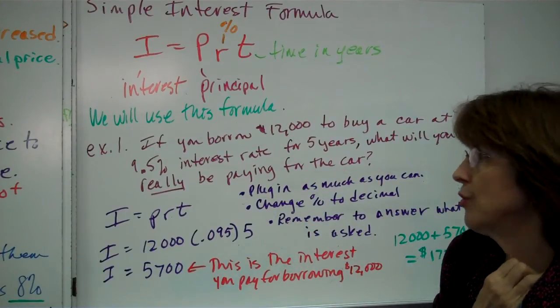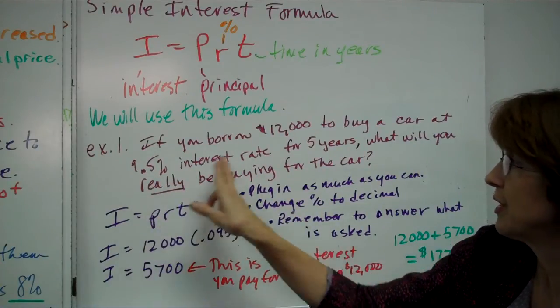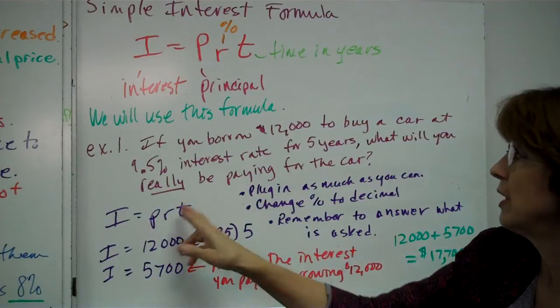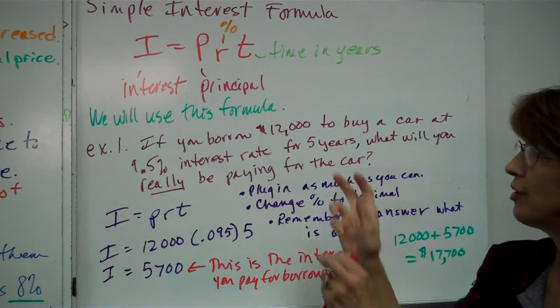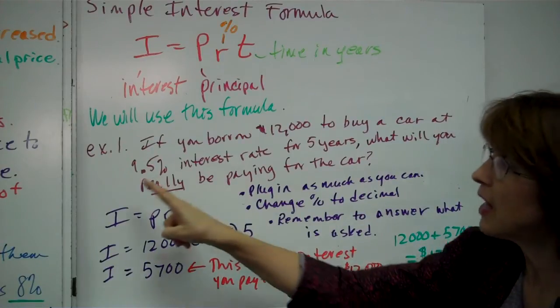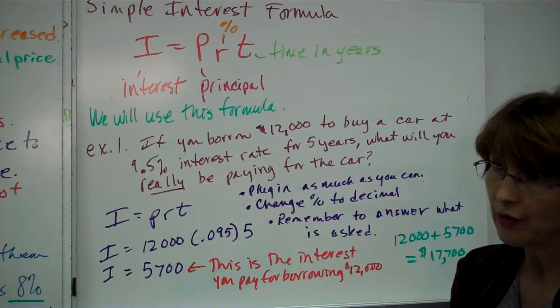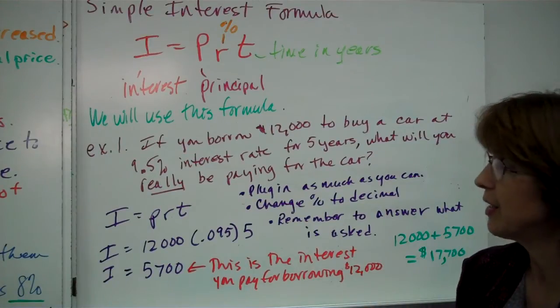Okay, so number 1, if you borrow $12,000 to buy a car, at 9.5% interest rate for 5 years, what will you really be paying for the car? In other words, you're going to borrow this money, but the bank is going to say, you can have the money, but you've got to pay us 9.5% interest for 5 years, and then you can borrow the money, so to speak.